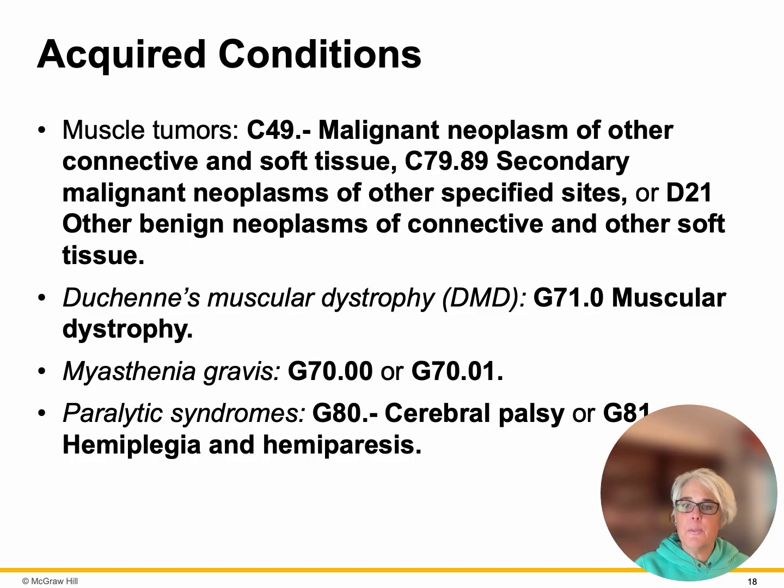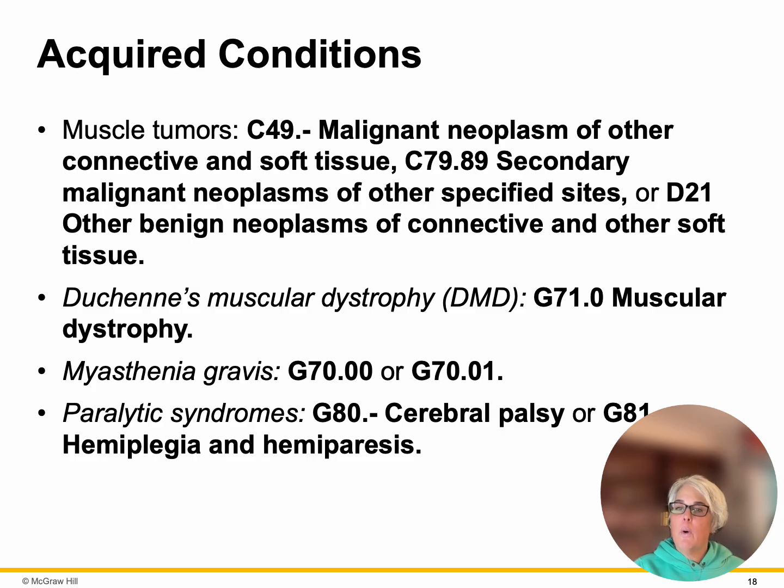Duchenne's muscular dystrophy, DMD, is coded to G71.0, which reflects its classification as a primary myopathy. Myasthenia gravis is a neuromuscular junction disorder coded to G70.00 or G70.01, and it depends on whether it's specified as in crisis. Paralytic syndromes such as cerebral palsy and hemiplegia or hemiparesis can also have profound musculoskeletal implications, even though they're coded in the nervous system chapter.